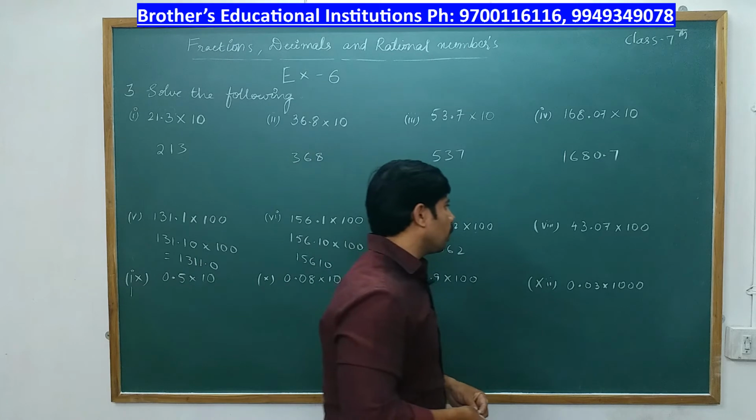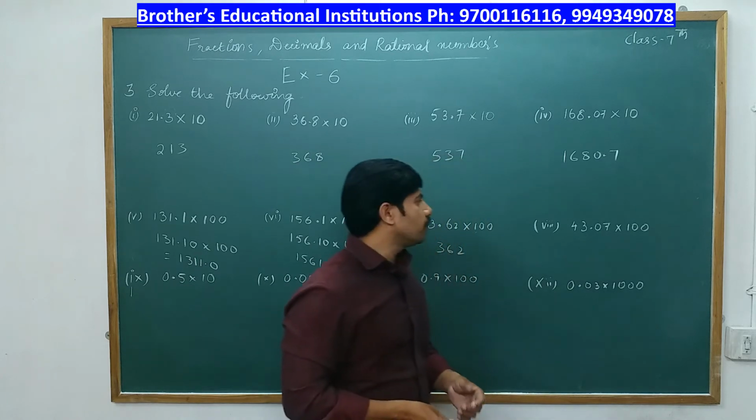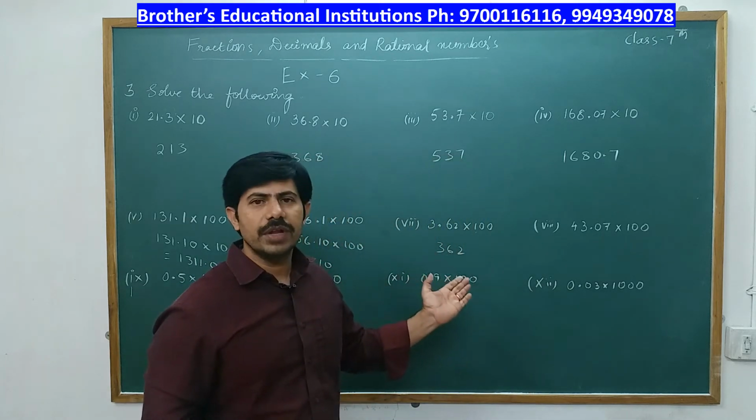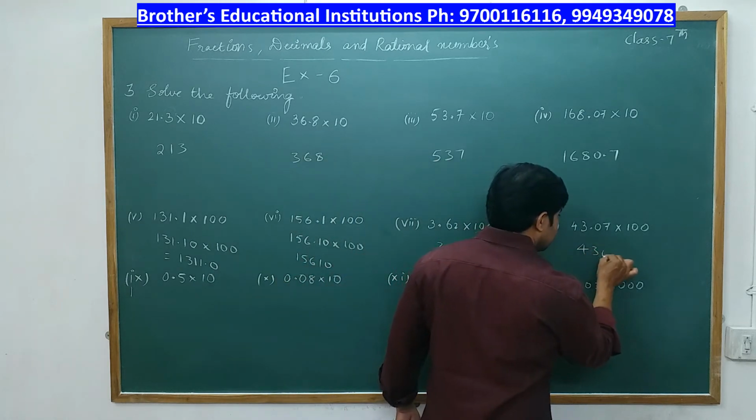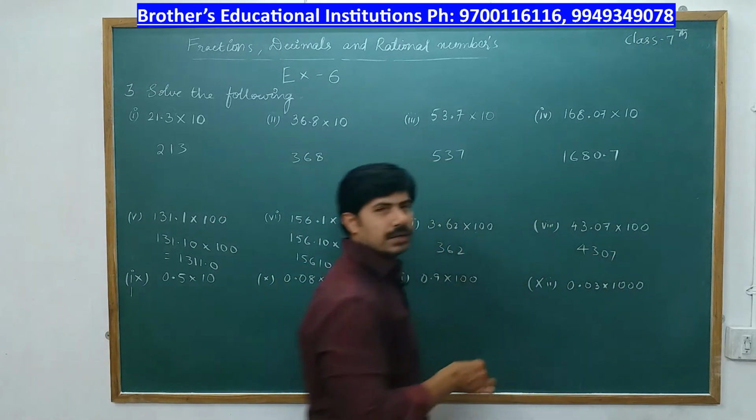So 43.07 into 100. So for 100 we have two zeros. So we need to shift the decimal after two digits. So the answer will be 4307. Right? Next.